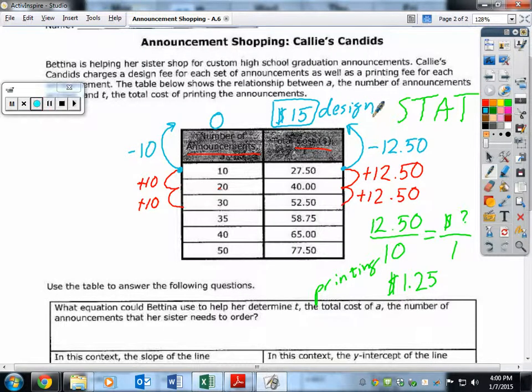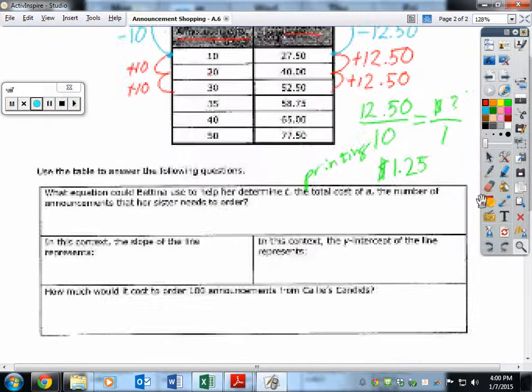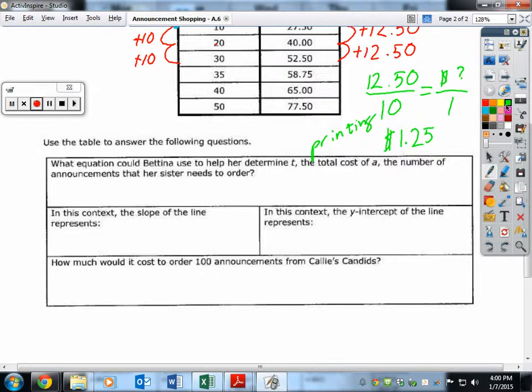Again, I can take this information and put it together into an equation. That's what I'm going to do now. All right, so I've got my total, which is going to be how much it costs to print the announcement. So it's $1.25 per announcement. And added onto that is going to be my design fee, $15. Okay, so this is the equation that represents this set of information. Like I said, the slope of the line, that's still the printing fee. The y-intercept, that's still the design fee.